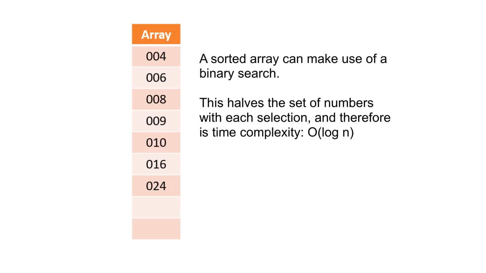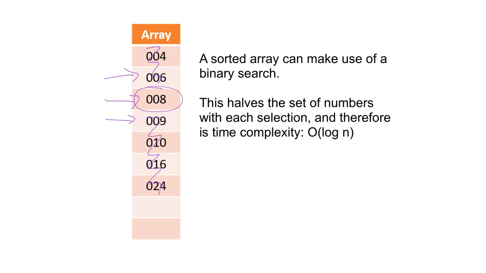However, having a sorted array gives us a significant advantage because it means we can now make use of a binary search. This halves the set of numbers with each selection, and therefore the time complexity is O(log n). So let's assume we're looking for item number 8. Firstly, we're going to find the midpoint and check if it's the item that we found. And if not, we can then discard half of the list and find a new midpoint and check that. Then we can halve the list again and find a new midpoint and check that until we've found the item that we're looking for.